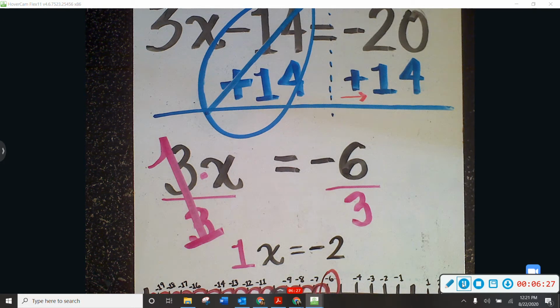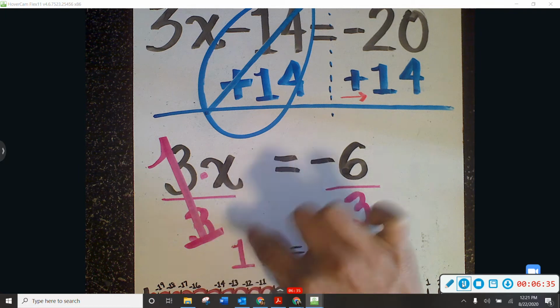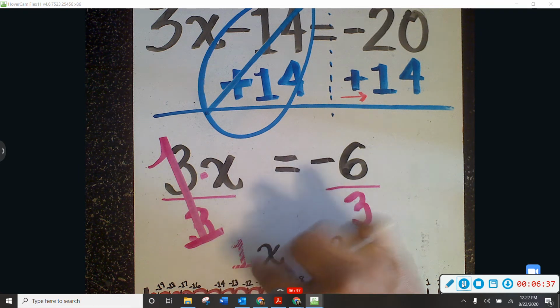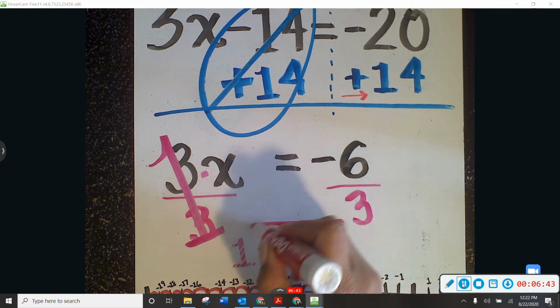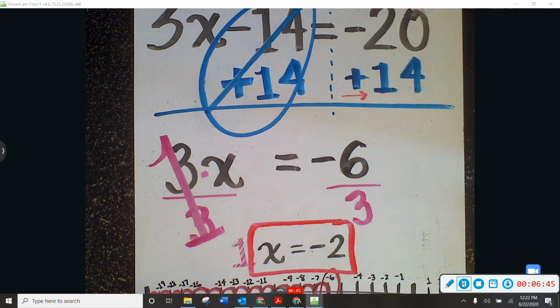-2. Now, do I have to write that implied 1? Remember, I said implied or implicit means invisible. So do I really have to put that invisible 1 in front? No, I don't. I would just write x is equal to -2. Now, if you didn't need this rundown, by all means, you can fast forward.